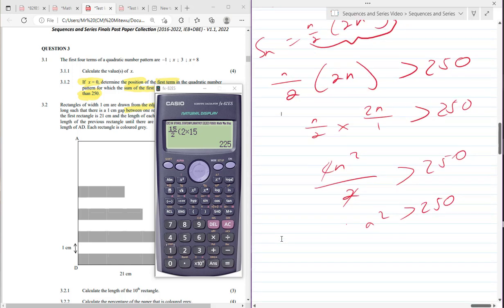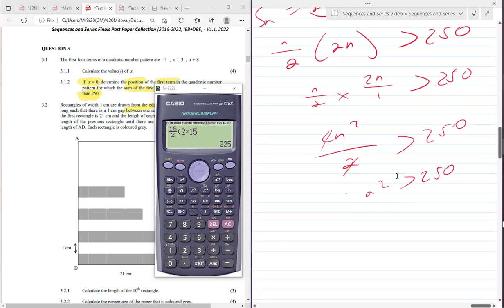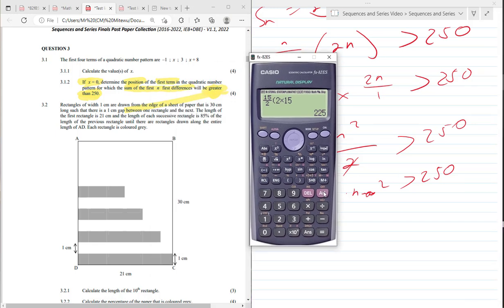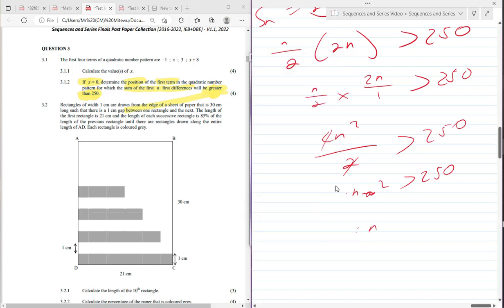Now let's look at this particular thing. This is supposed to say n squared has to be greater than 250. So let me find the square root of that. The square root of 250 is 15.813, right? So n has to be greater than 15.813, going onwards in that direction.